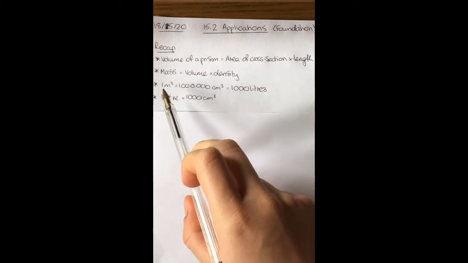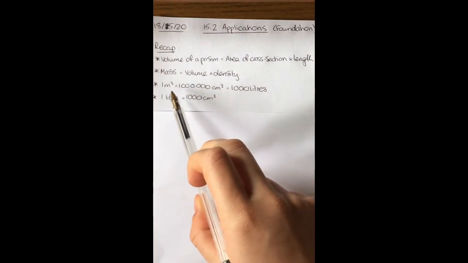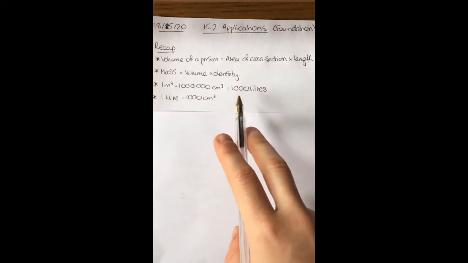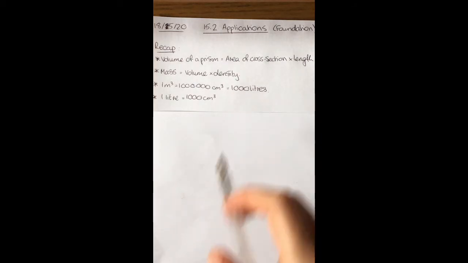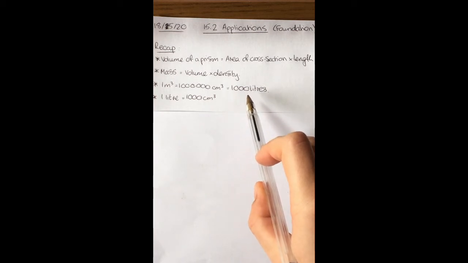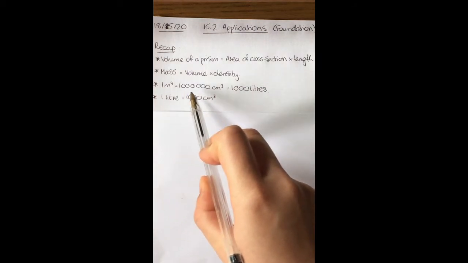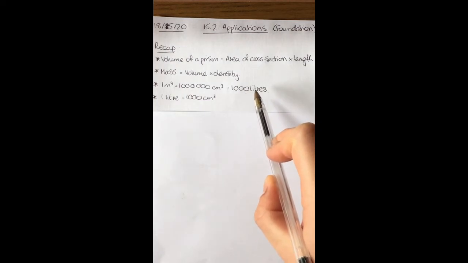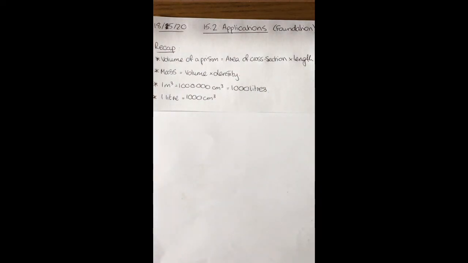We then have some conversions. So 1 meter cubed is equal to 1 million centimeters cubed. So that's just 2 volumes. And then we have a measure in litres, which is equal to 1,000 litres. So 1 metre cubed is equal to 1 million centimetres cubed, which is equal to 1,000 litres. Okay, and 1 litre is equal to 1,000 centimetres cubed. So if you want to convert between those ones, then that's how you do them.